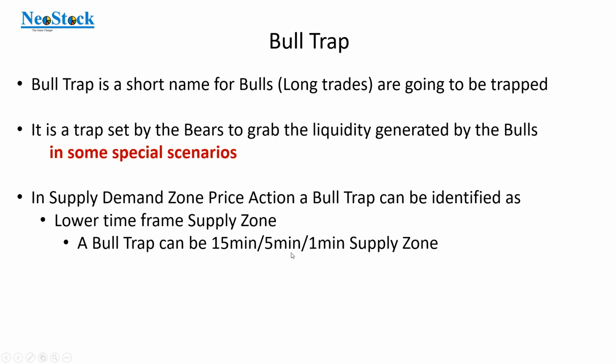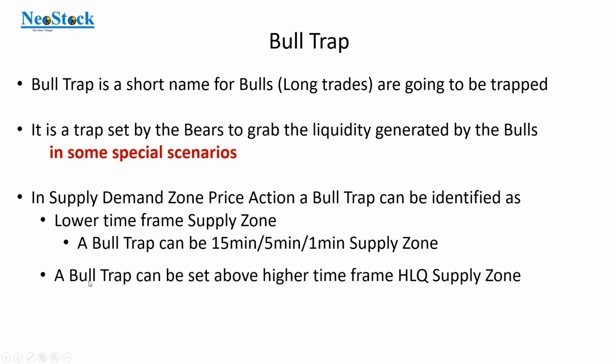Because it is a bull trap, they always set it using supply zones. So you may find a bull trap in a 15 minute supply zone or 5 minute supply zone or 1 minute supply zone. And the ideal scenario is a 5 minute supply zone. Mostly you will see it in 5 minute supply zones. Sometimes you will see it in 15 minutes or 1 minute in rare situations. And a bull trap can be set above a higher time frame, high liquidity supply zone.